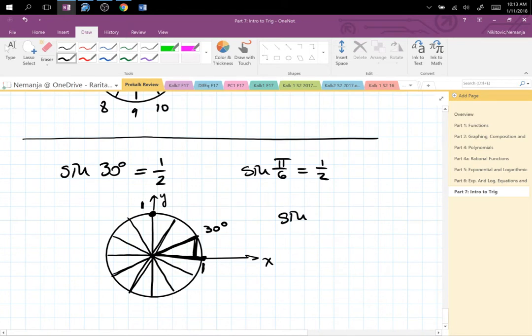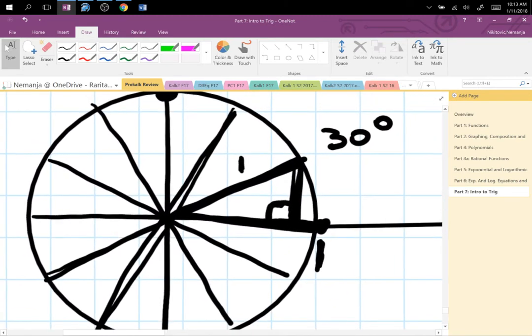Sine of the angle, sine of angle A, is opposite over hypotenuse. Now, you already see that the hypotenuse over here is 1, because that's the radius of the circle. When you consider this triangle, 90 degrees is right here. I don't know if you see this, so here you go. Much better.